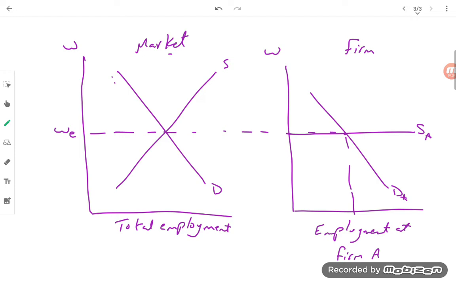What about changes in the labor market, whether through change in supply or in demand? How is this going to affect the equilibrium point?